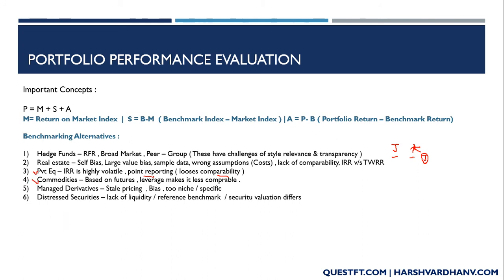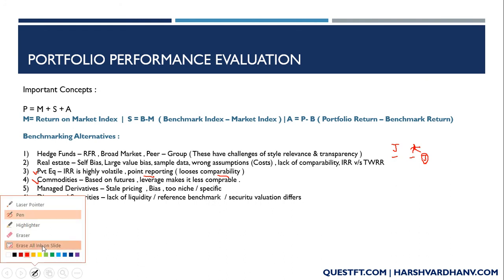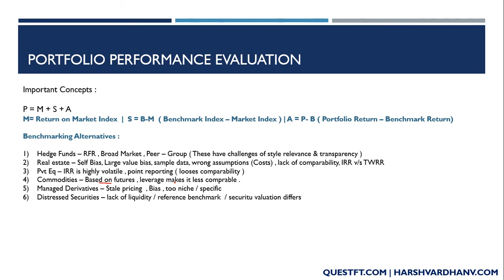The fourth asset class is the commodities. Commodities do not have a spot price. They are always traded in futures. So that is one of the non-comparabilities. And also commodities, since they are always traded in futures, are always leveraged. You cannot have unleveraged futures. So it's always leveraged, making the returns less comparable.